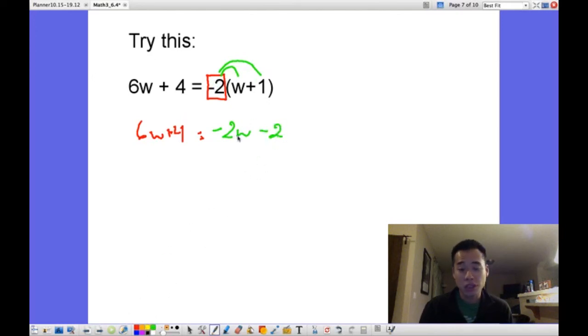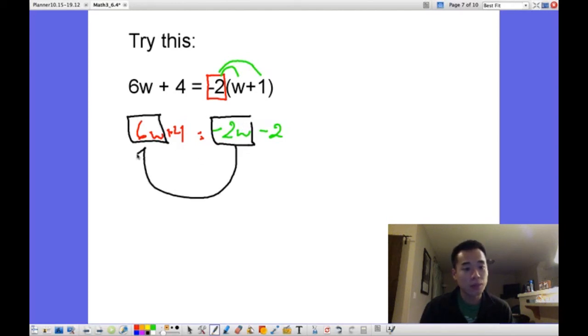And then from there, just like the last couple examples, what I need to do is get this negative 2w over to the left side with this 6w by doing its inverse operation. So the inverse operation of negative 2w is positive 2w. Okay, so the inverse of, again, negative 2w is plus 2w. I quickly can see that this cancels out, and I get 6w plus 2w is equal to 8w, and then I'm going to drop everything that doesn't cancel out. So 8w plus 4 is equal to negative 2.